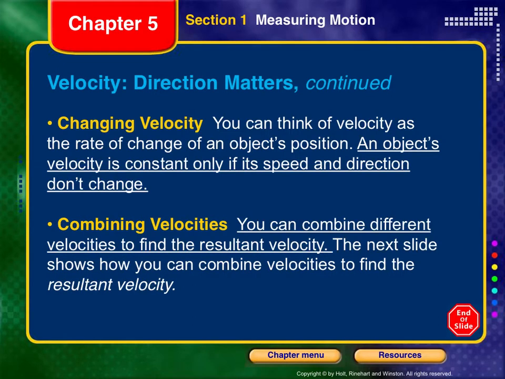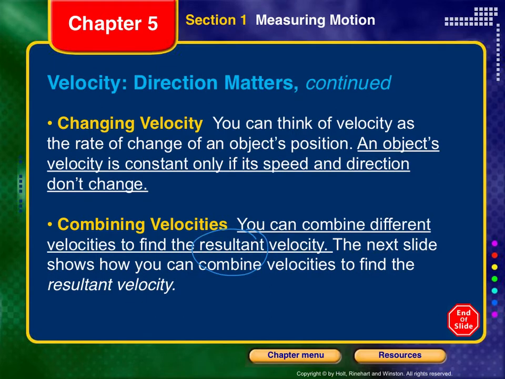If you change velocity, you're changing an object's position. An object's velocity is constant only if its speed and direction don't change. So it's Newton's law again, right? It's going to continue moving in a straight line at a constant speed unless another force interacts with it. So we know that things move, and we've got situations where you may have to add certain velocities together. Those are called resultant velocity.